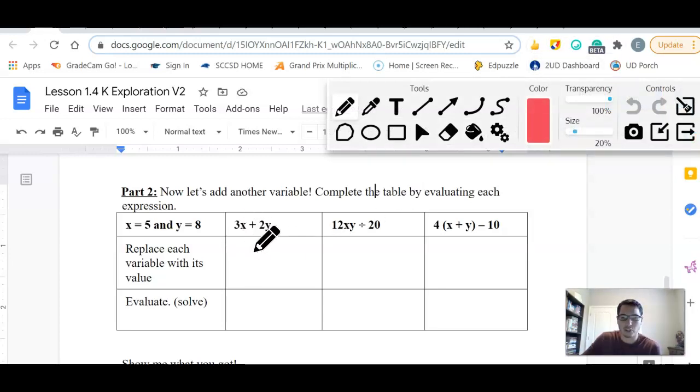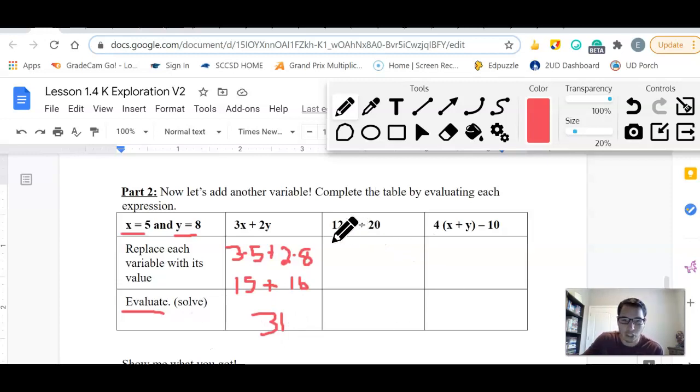3x, so that's 3 times x. We know x equals 5. So 3 times 5 plus 2y, 2 times y, so 2 times y equals 8, so 2 times 8. All right, so for solving it, 15 plus 16, we should get 31.